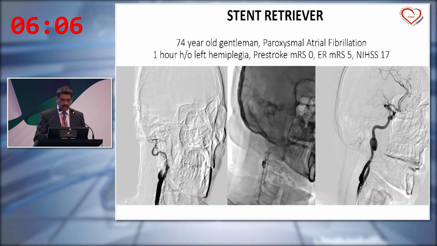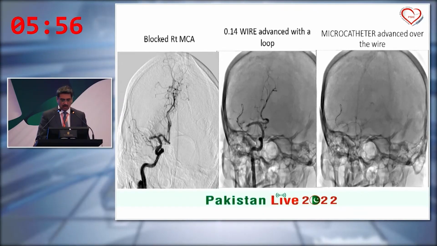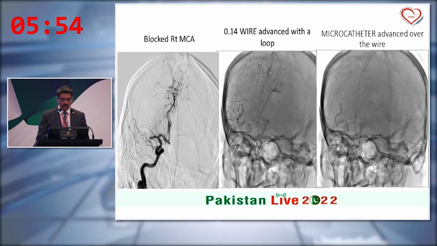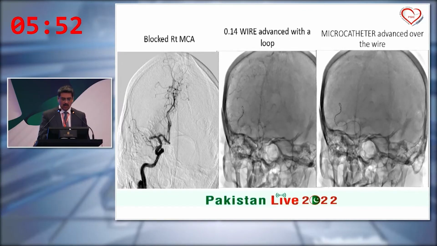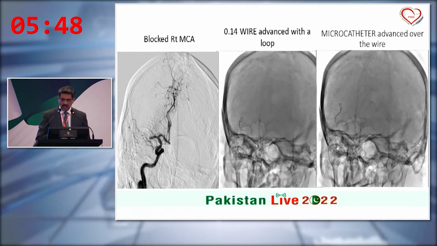And this is a case which shows the same thing. We've got a pseudo-occlusion of the carotid in this case, and we've got an MCA occlusion. We did aspiration from the carotid, and we opened up the whole carotid. And then we saw that the MCA is also occluded, so you can see a wire with a loop going in front and a microcatheter behind it.